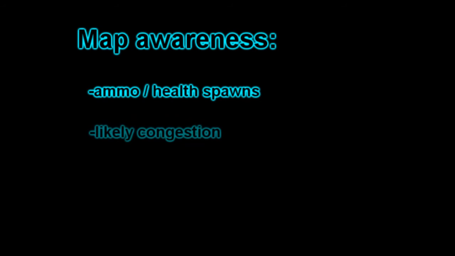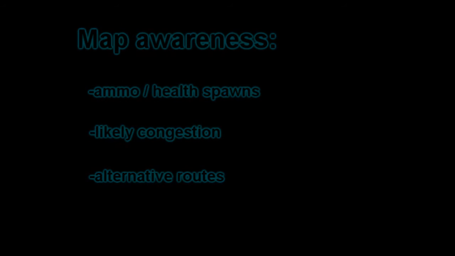The next mistake is something you don't really have that much control over. It's map awareness. I'm a little hesitant to go into detail on this one, since it's just stuff you'll learn by playing on your favorite maps and your favorite servers over and over, but all I can say is try to make a conscious effort to learn ammo and health spawns, locations that are typically congested, and any alternative routes so you can get past these areas.